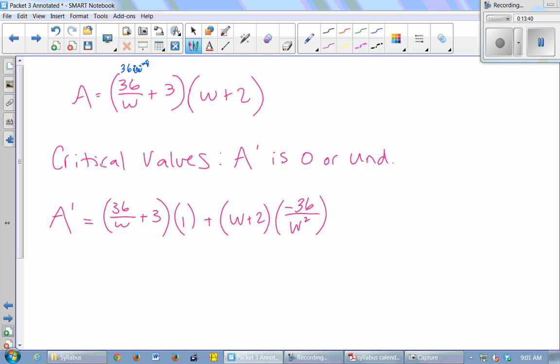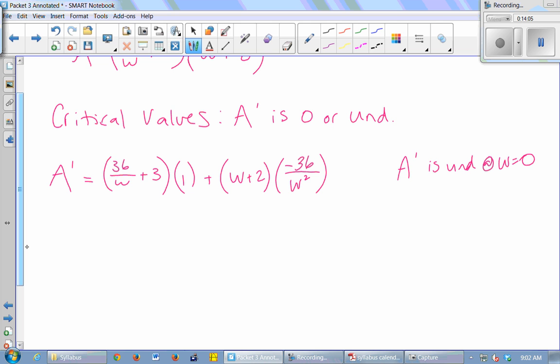All right, so is this ever undefined? Are there any values of W that you can't plug into that function? 0. Okay. So A prime is undefined at W equals 0. Not a super important value because 0 is not part of our domain anyway. So we would never choose a W of 0. So now what I need to know is where is A prime equal to 0? All right, ideas? How are we going to solve this?